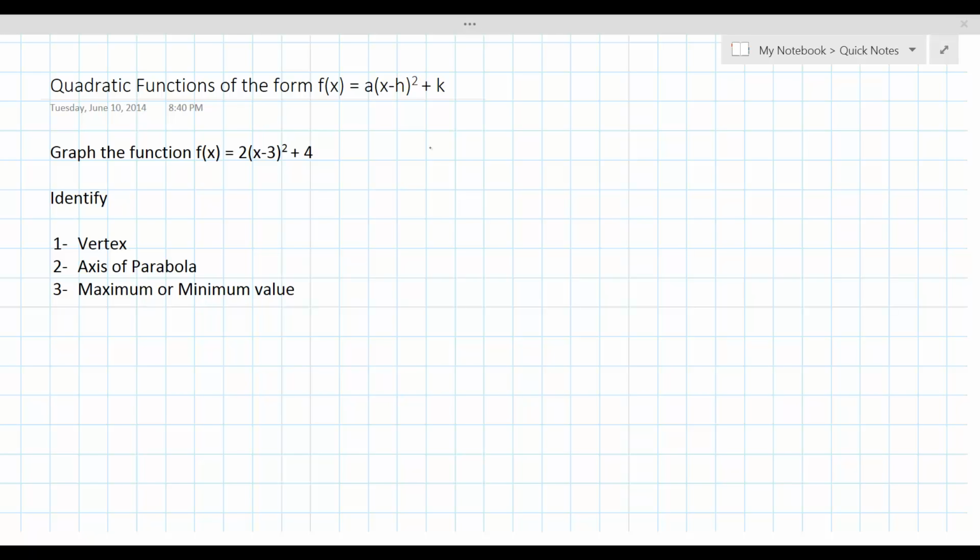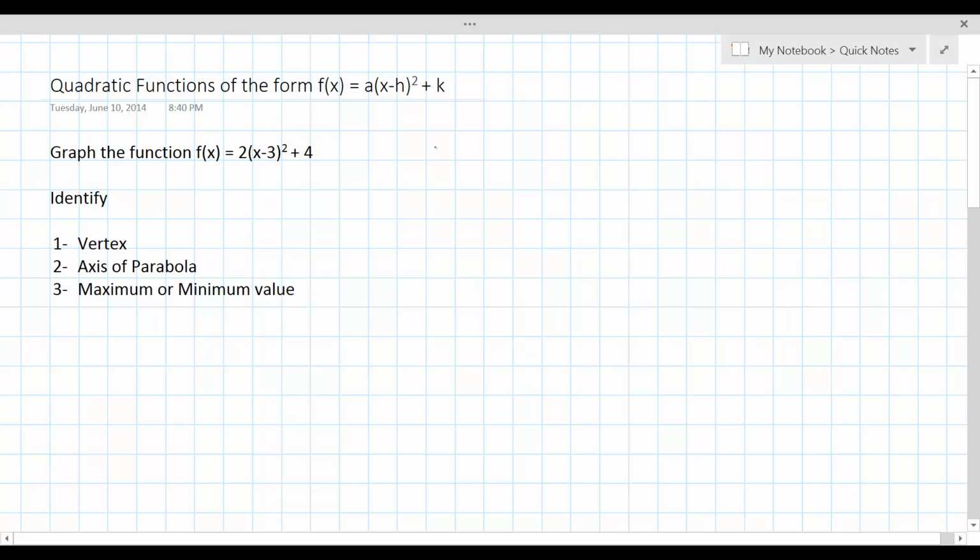In this lesson, we will combine horizontal shift, vertical shift, reflections, and stretch vectors into one equation called vertex form of the parabola. We'll also draw a graph of the parabola in relation to the base graph f of x equal to x squared, and we'll discuss some of the elements of the graph like vertex, axis of the parabola, and maximum and minimum values. Let's get started with the given equation.